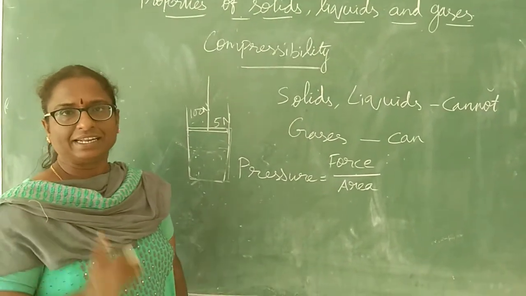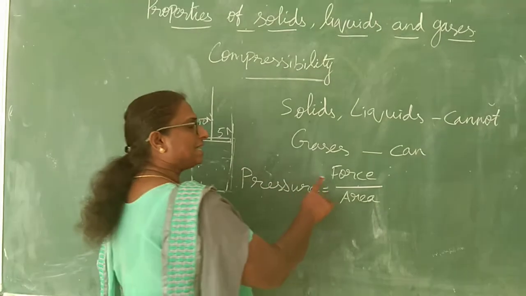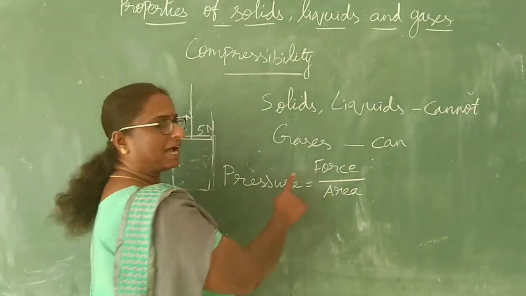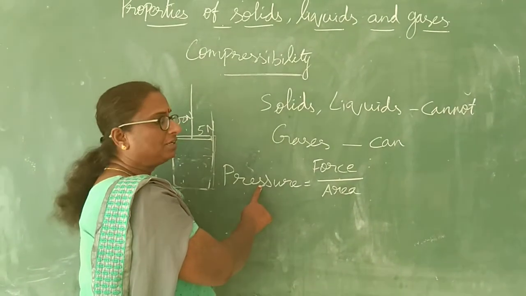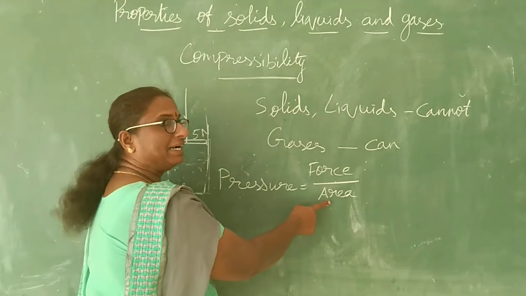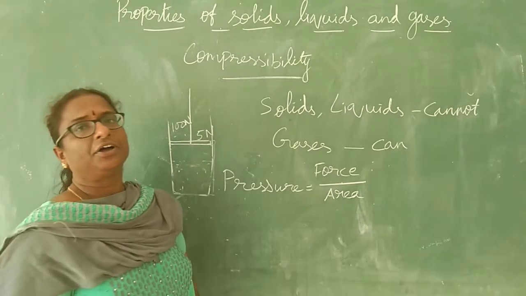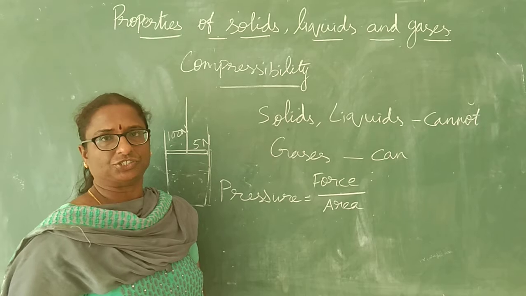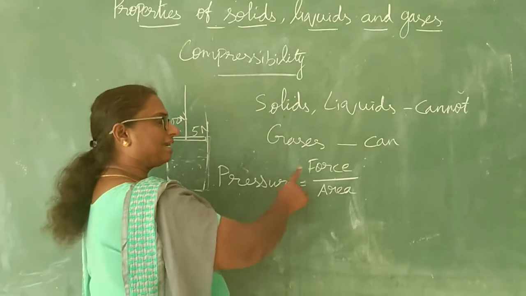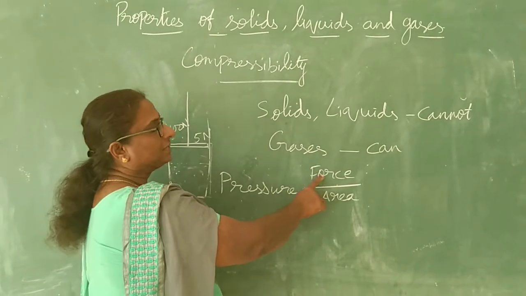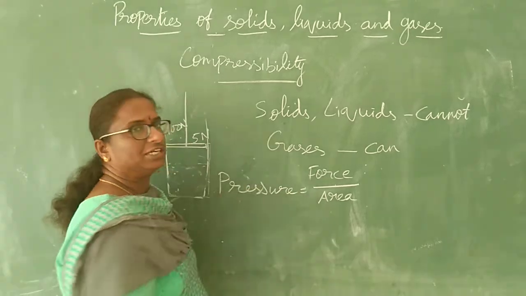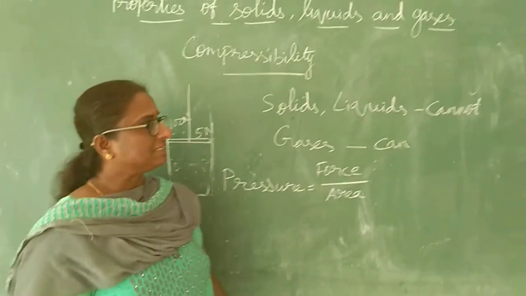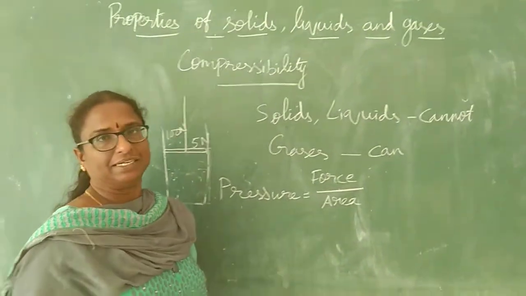Two ways I can increase the pressure. One is by increasing the force. Another way is by decreasing the area. So pressure is directly proportional to force and inversely proportional to area. This is all about compressibility.